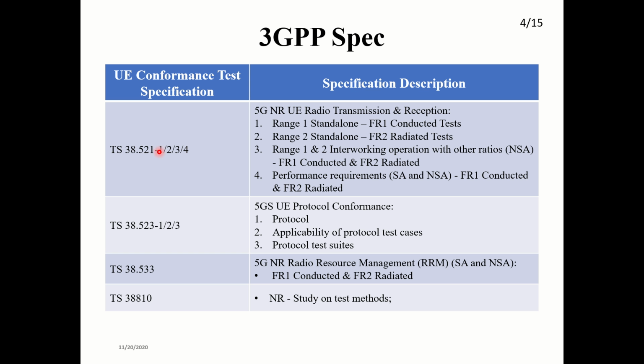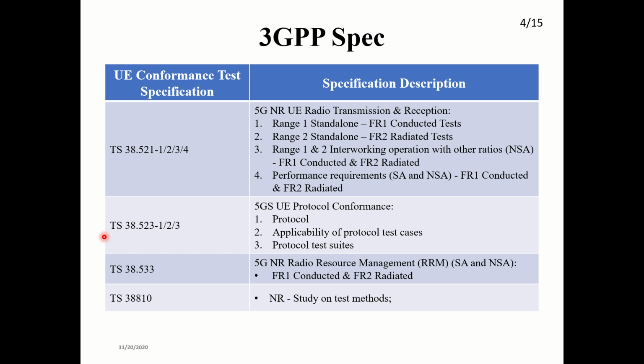So for example, 1, 2, 3, 4 is there. One is talking about range 1 standalone, FR1 conducted test, FR2 radiated test. 2 means 38521-2, which talks about FR2 radiated tests. 3 talks about FR1 conducted and FR2 radiated tests. And 4 talks about the performance requirement, standalone, non-standalone, FR1 conducted. So these are all the descriptions.